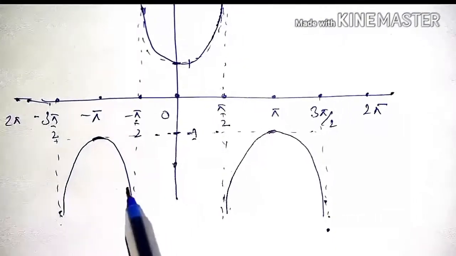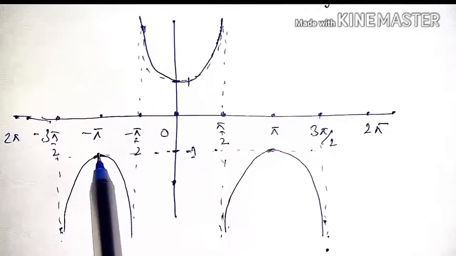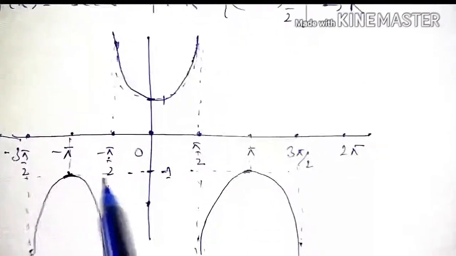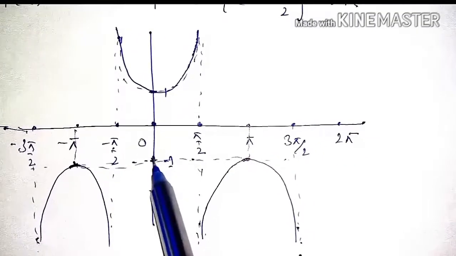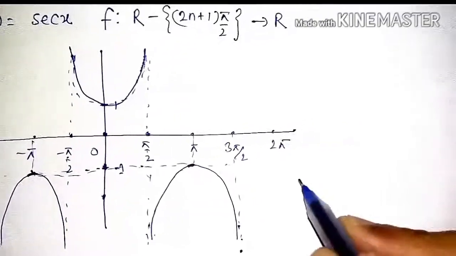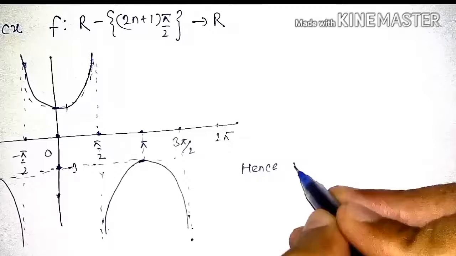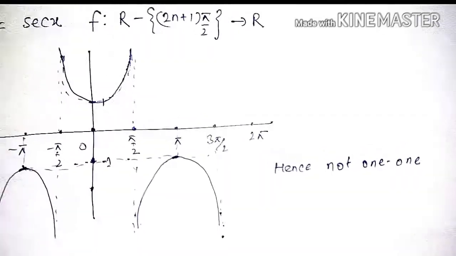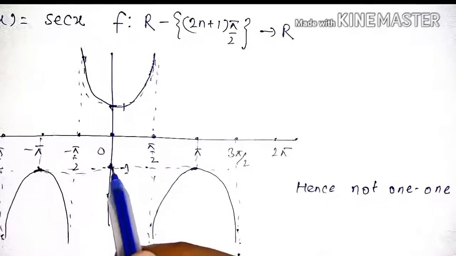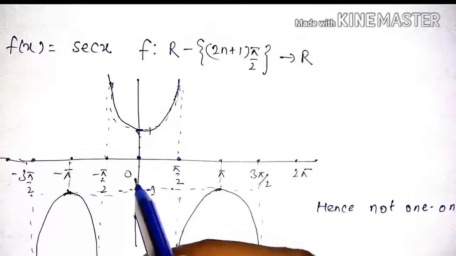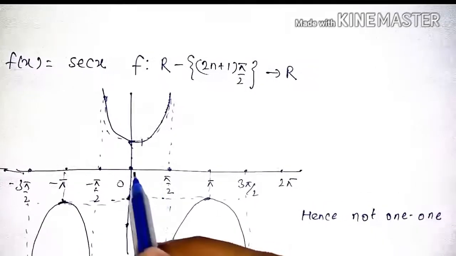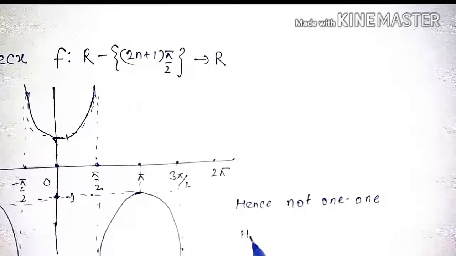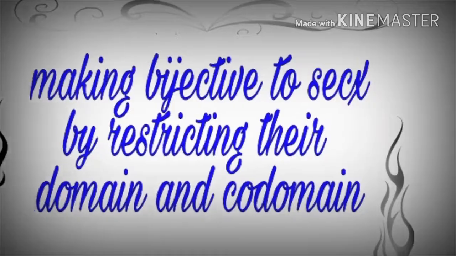Now if we see at points -π and π, the function has the same value, that means -1. Hence this function is not 1-1. Now if we consider values from 1 to -1, then for each such value of y there does not exist any value of x. Hence this function is not onto.